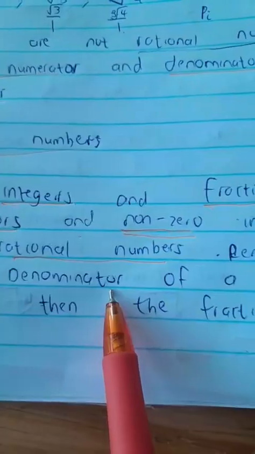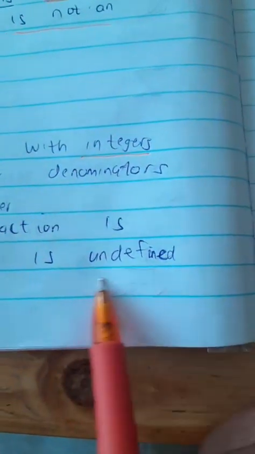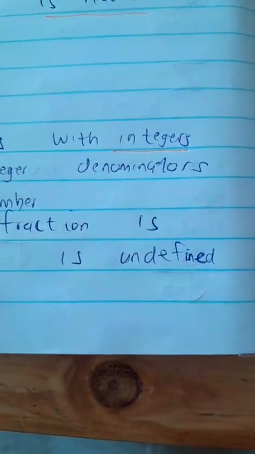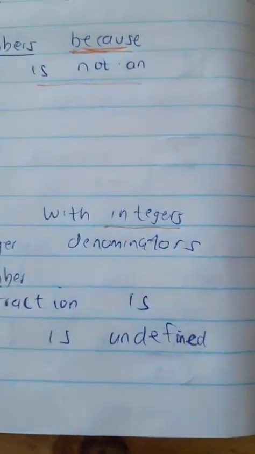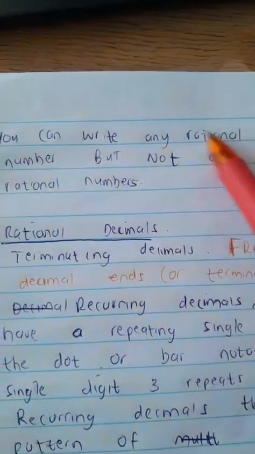When the denominator of a fraction is 0, then the fraction is undefined. Very important. Okay, I think Landiwe helped us to understand that earlier on today, and she answered that question very well. Now listen to this.